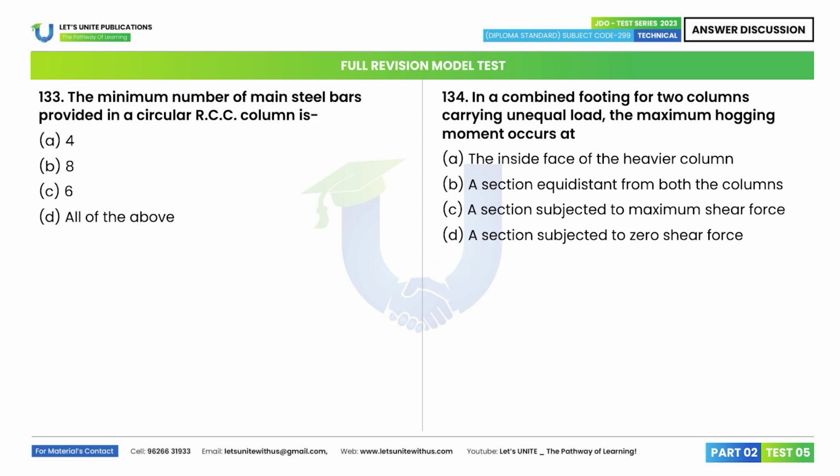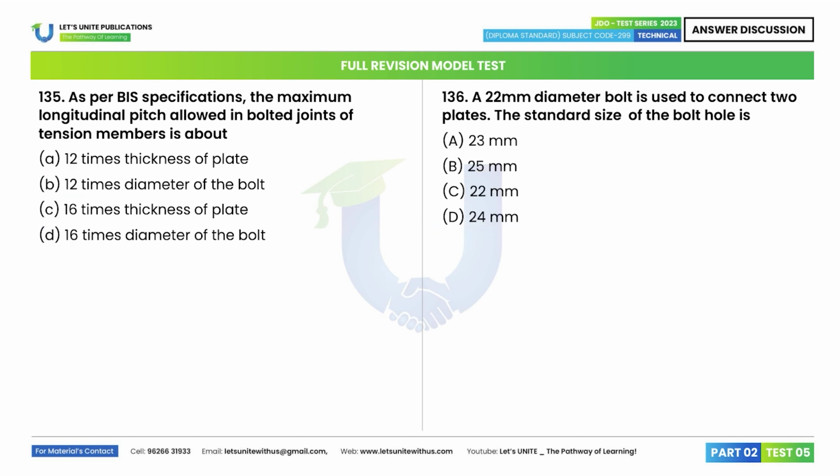Next 133rd. The minimum number of main steel bars provided in a circular RCC column is 6. Option C. 134. In a combined footing for two columns carrying unequal load, the maximum hogging moment occurs at section subjected to zero shear force. Option D. 135. As per BIS specifications, the maximum longitudinal pitch allowed in bolted joints of tension members is about 16 times thickness of plate.